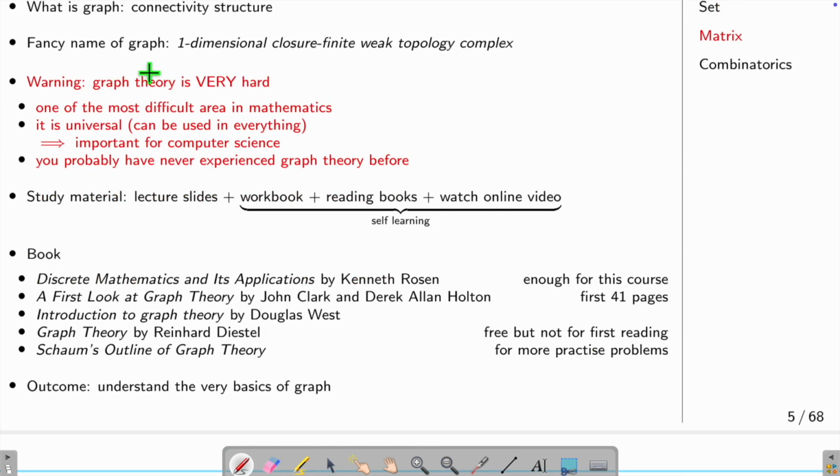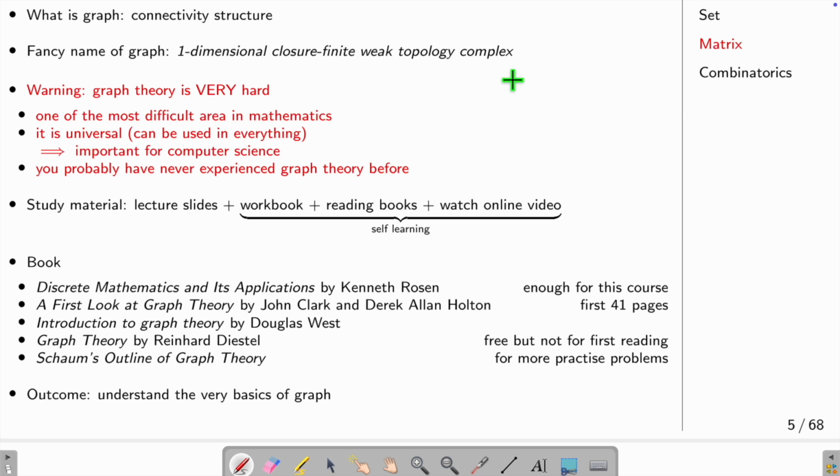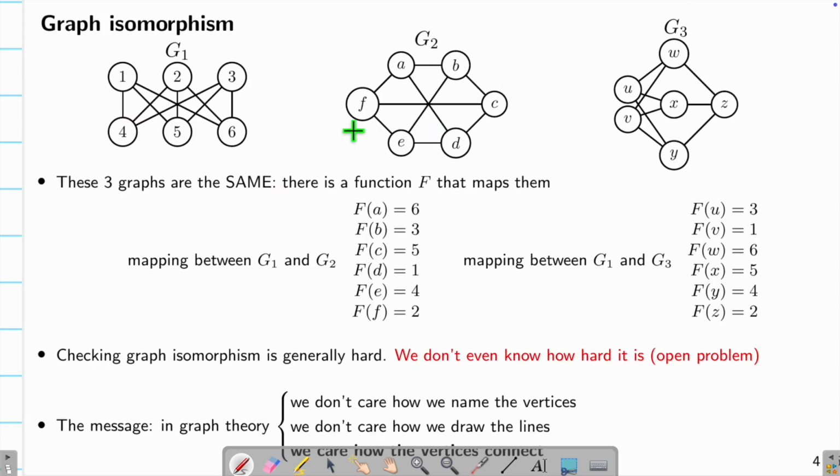So what is the fancy name of graph? If you want to talk to your mom or your dad, you can say, today I learned something called one-dimensional closed finite weak topology complex. Yes. Graph is something called topology. What is topology? A donut and a cup is the same thing. You can deform a donut to become a cup, and a cup to become a donut. What is graph? Graph is something like a donut, with a hole inside, and you can deform the graph and get this kind of thing. And then you can deform this graph to get this kind of thing. So it's the same idea. A donut and a cup is the same thing.